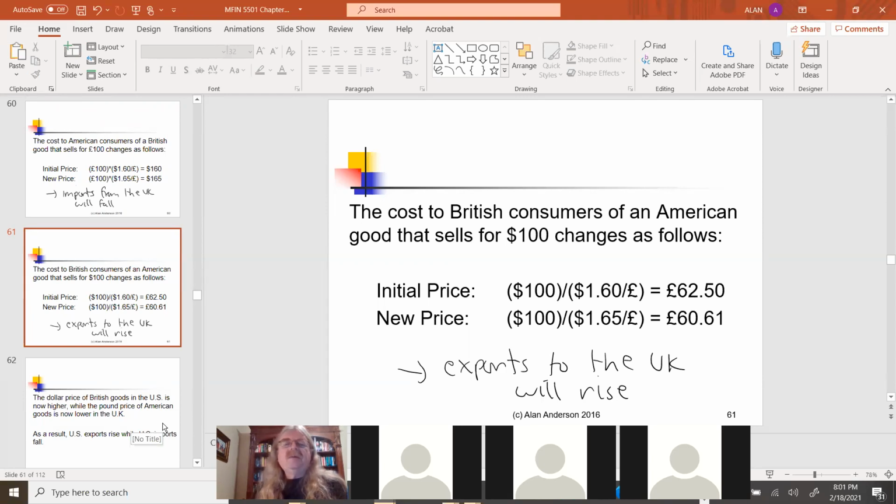Now, of course, people who are shopping in London don't really know necessarily that these are American goods. They're just products in the store, and they buy whatever they like and they find to be the cheapest. So, I mean, if you look at all the products that you buy on a regular basis, do you really know which ones are imports?